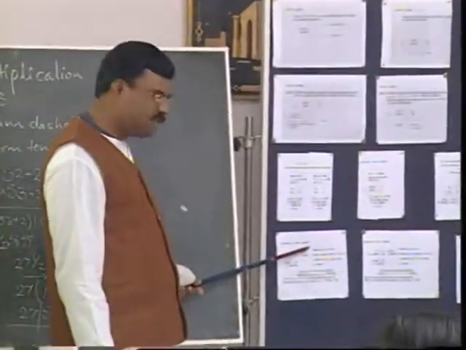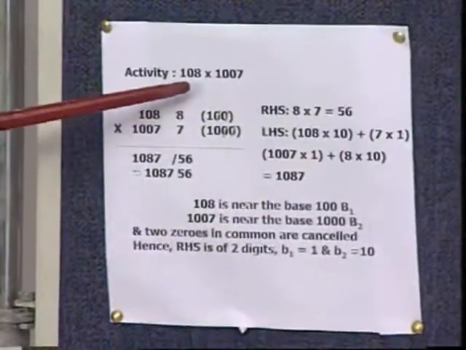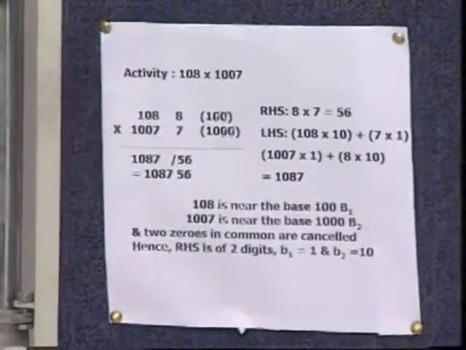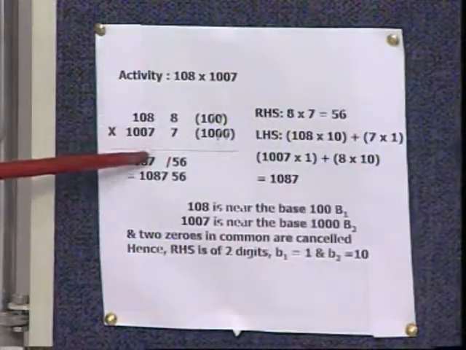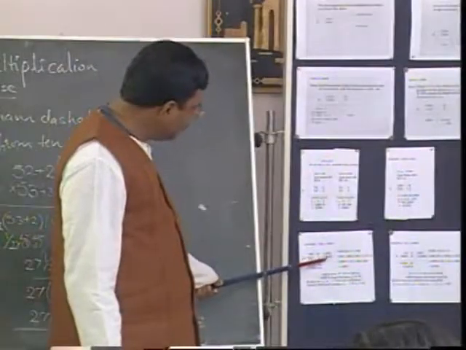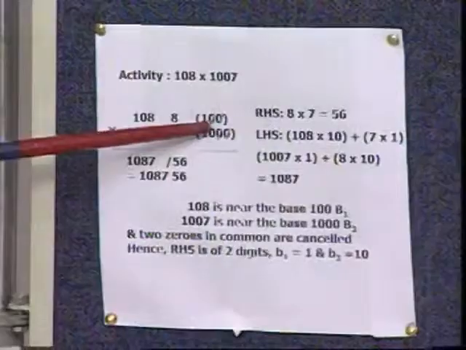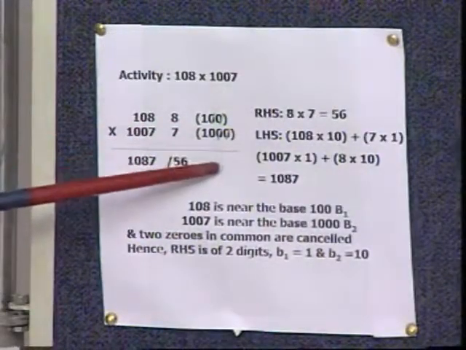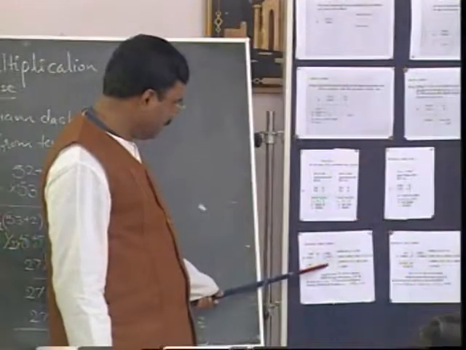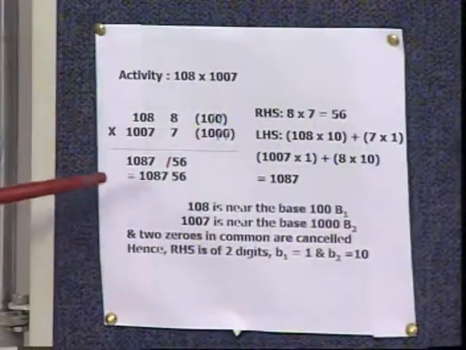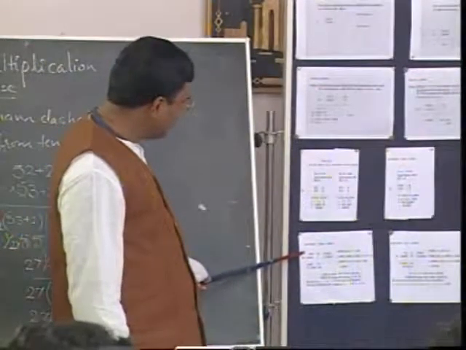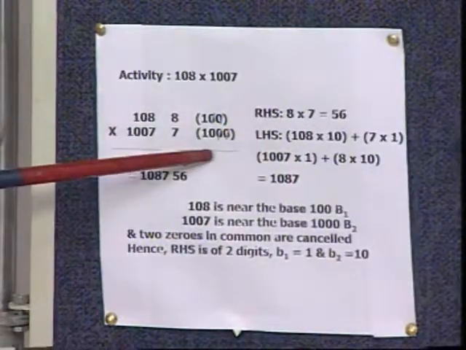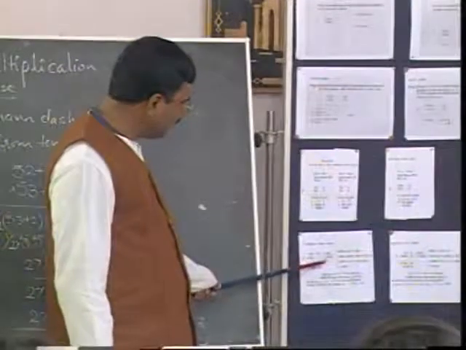108 multiplied by 1007. 108 is near to 100. How much is the ratio? Cancel the number of zeros in the first number's base and the second number's base, and you will get 1 and 10. To get the left part, you have to multiply 108 by 10.